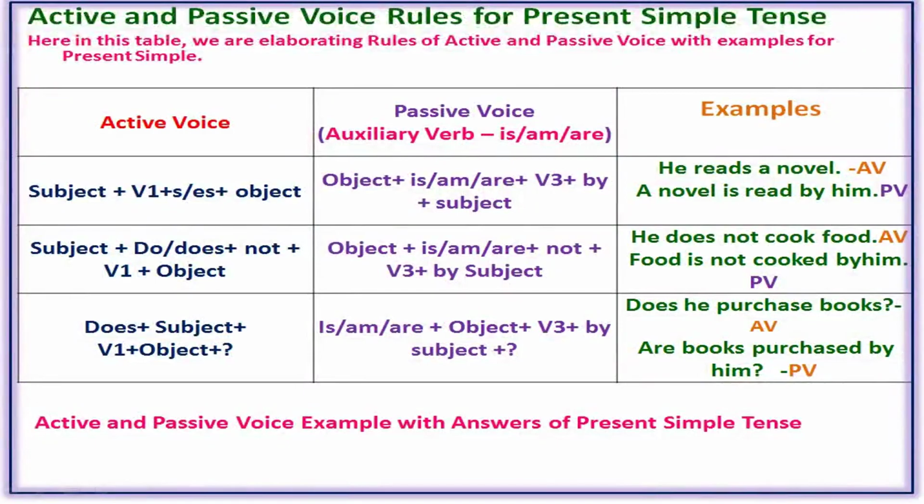In an interrogative sentence, active voice is does plus subject plus V1 plus object. In passive voice, is, am, are auxiliaries plus object plus V3 plus by plus subject. Does he purchase books? Why are books? Because books is plural, that's why we are using are. Are books purchased by him? This is the passive form.